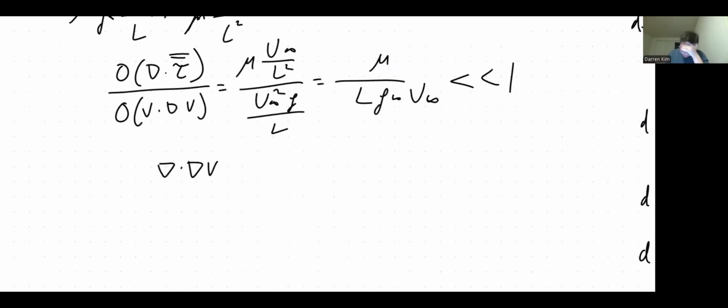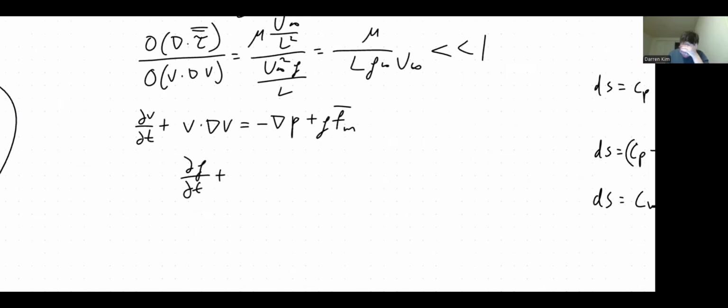And then the body force, that's what I forgot. Body force is dictated by Froude's number, so that's later on. Then we keep our dv/dt plus v dot gradient v equals 0.